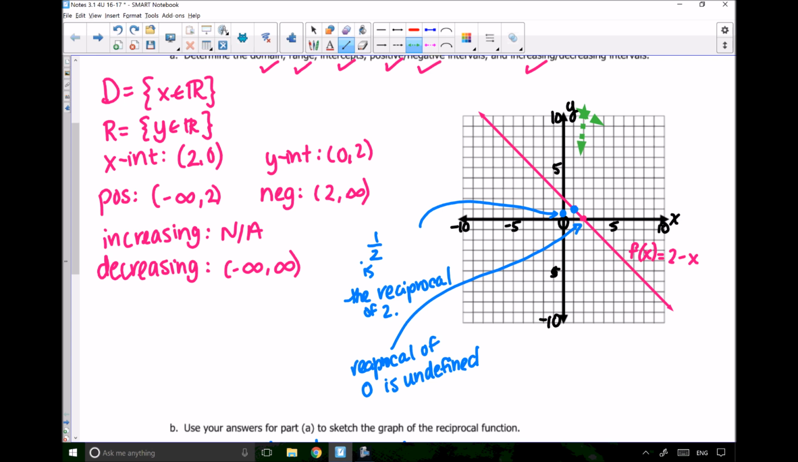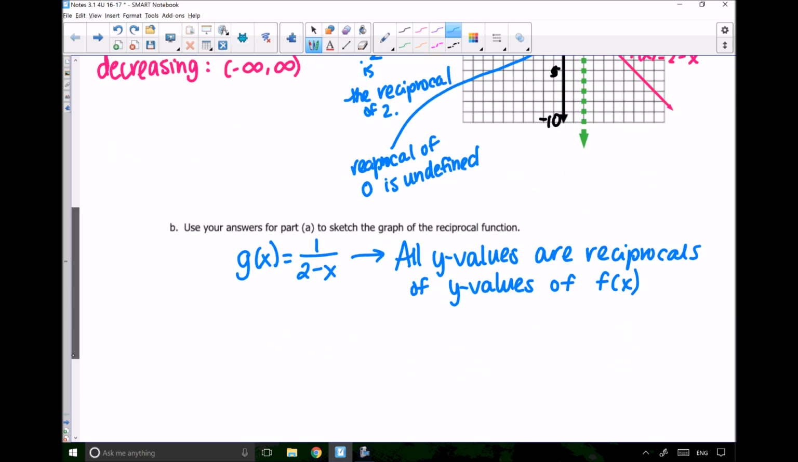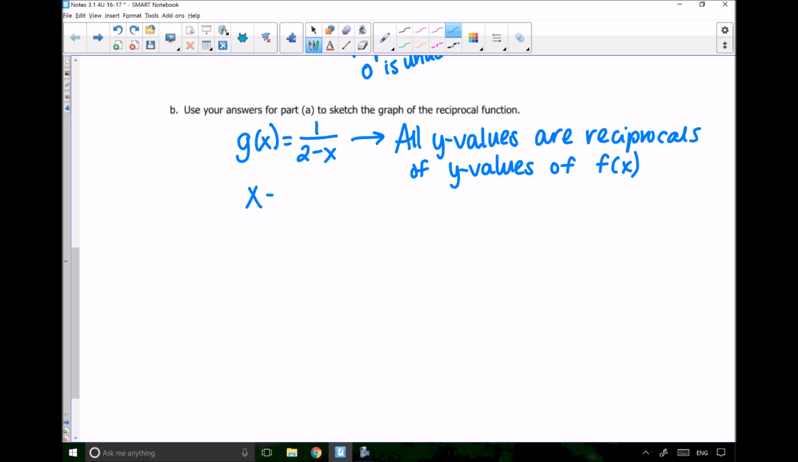Actually, let's use the screen right here. So I know that my graph is going to be undefined everywhere over here, which should make sense to you because if we look at what we have going on over here, x cannot equal 2. That's my restriction right here.